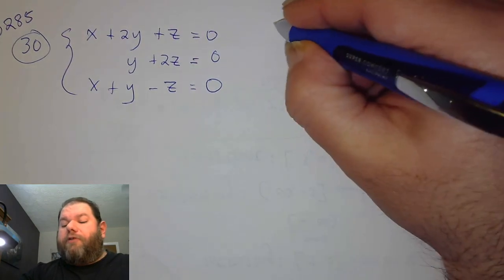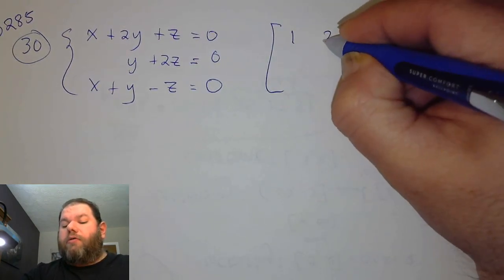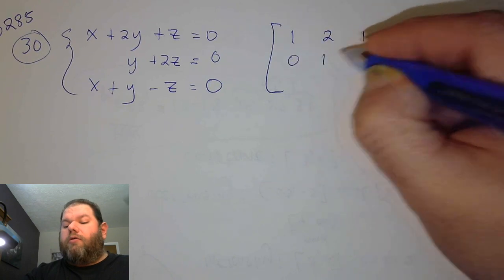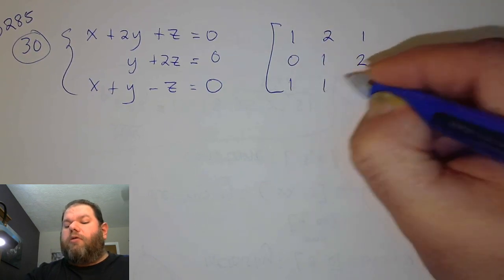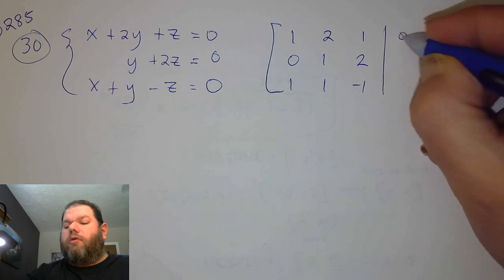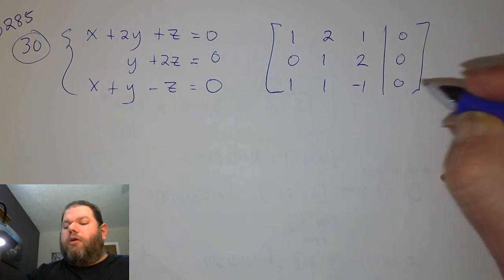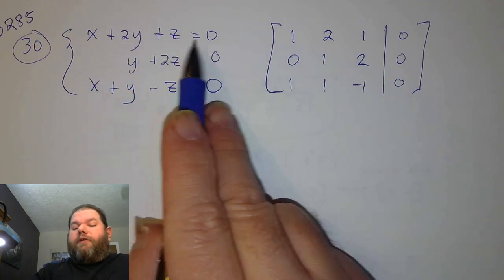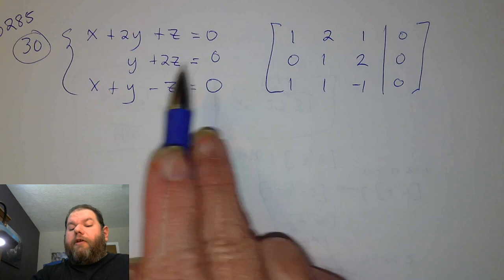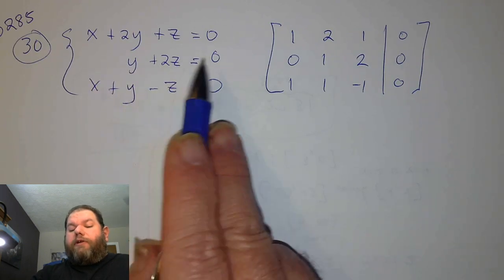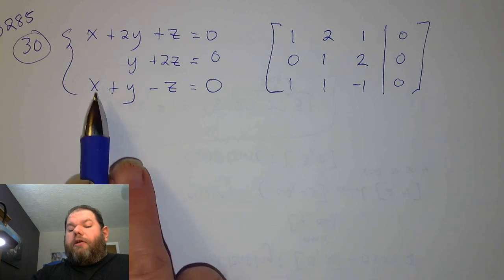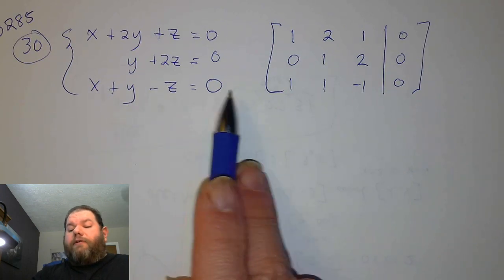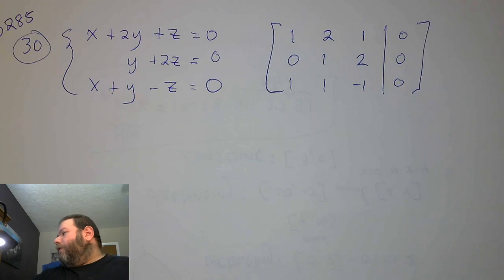So we set up our matrix initially. I like to draw a line between where the equal sign would be. So 1x, 2y, 1z equals 0, so 1, 2, 1, 0. There's no x, 1y, 2z equals 0, so 0, 1, 2, 0. 1x, 1y, negative 1z, and then 0, so 1, 1, negative 1, 0. Probably everyone's okay with how we set that up.